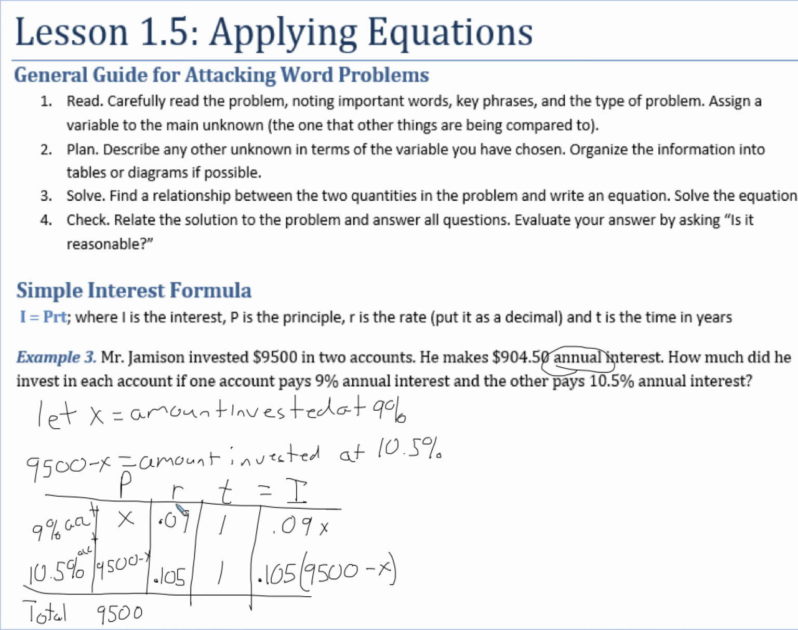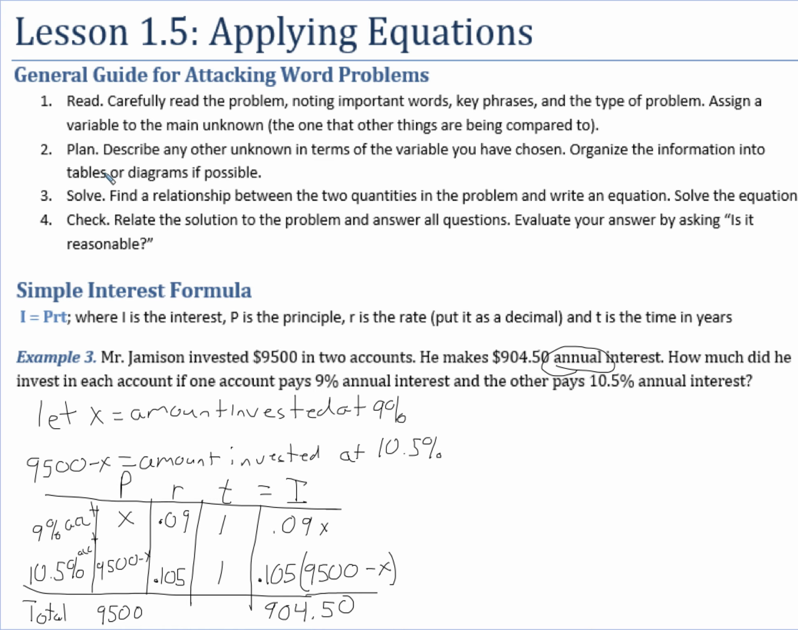Total time is still 1 year. Interest, we can't combine those or anything because they're per account, but we do have a total interest earned. He makes $904.50 annual interest, so $904.50 is our total interest.